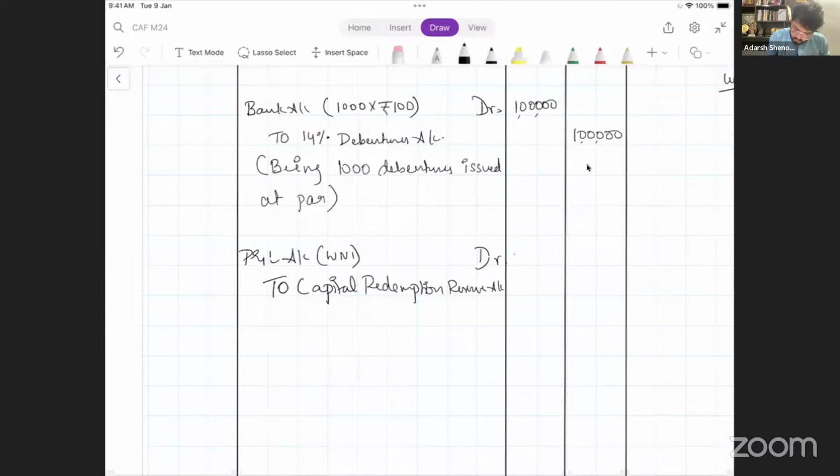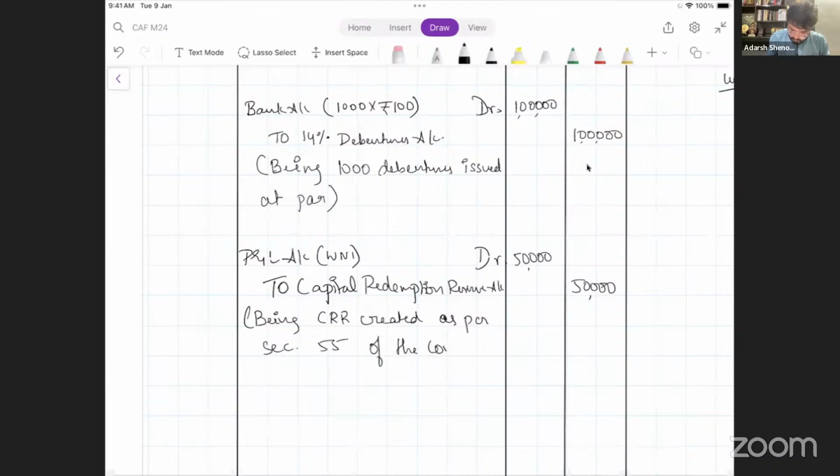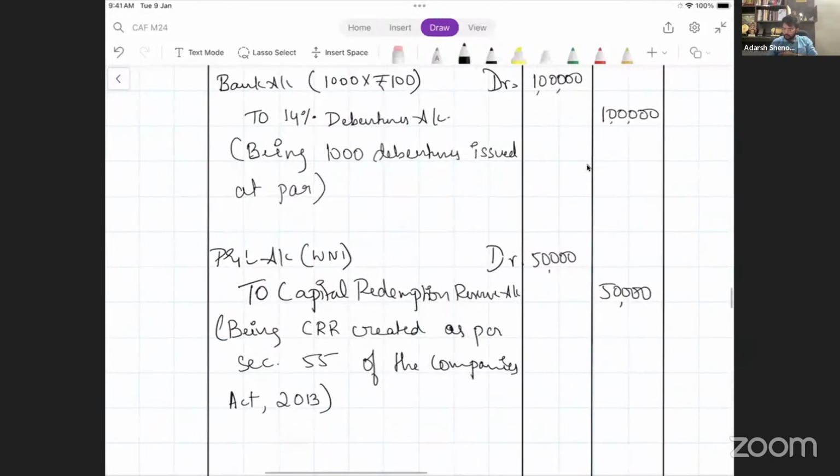Working note 1, 50,000. Being CRR created as per section 55 of the Companies Act, 2013. Done, no?